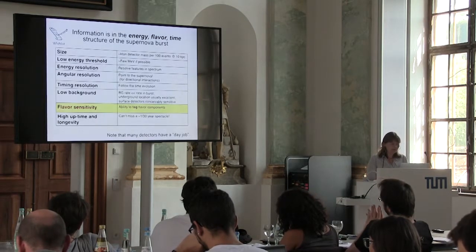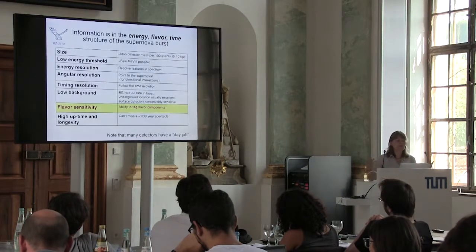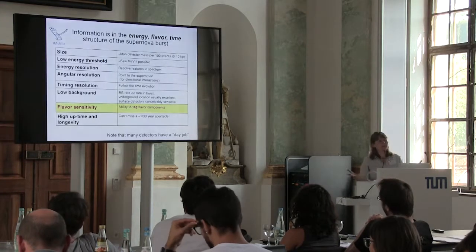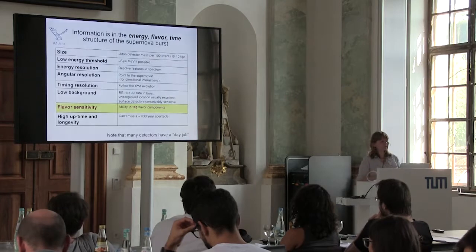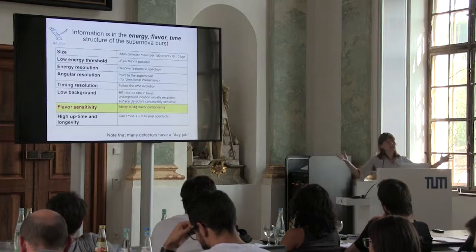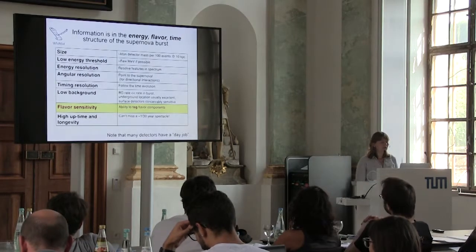So what do you want in a detector? The information, as I've already said several times, is in energy, flavors, and time, so you want to be able to gather as much of that information as you possibly can. And so here's the wish list now for a supernova neutrino detector. What you want is as large a detector as possible. Some of you who did the exercise in the tutorial know that you want lots of targets. So you want large detectors.